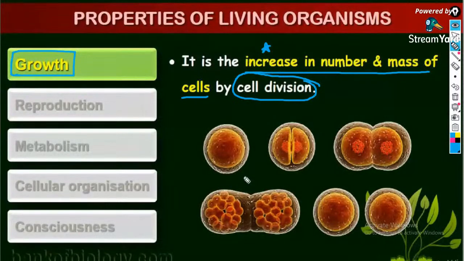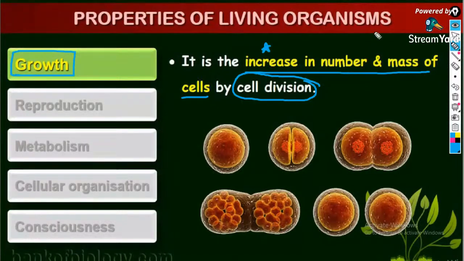Suppose, for example, this is happening in case of human beings also. You can see during the time of reproduction, you can have all these types of cell division. Exactly, a fertilized egg, you can see, resulting in the formation of a twin. So what do you mean by growth? Growth is the increase in number or the mass of cells.